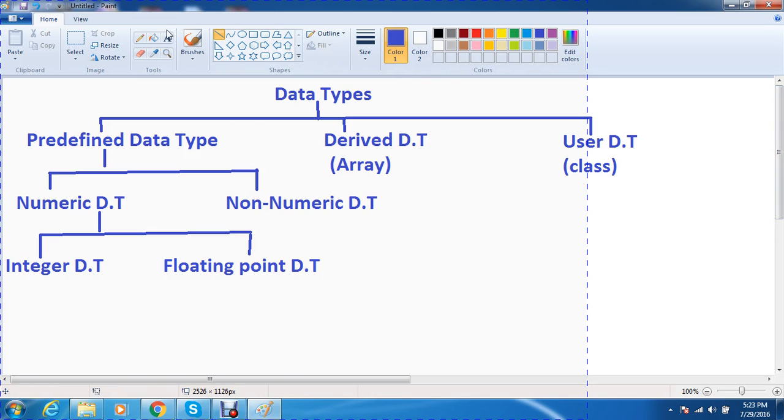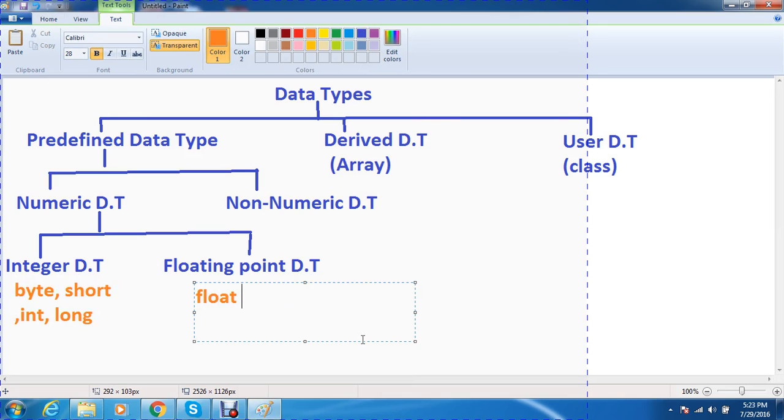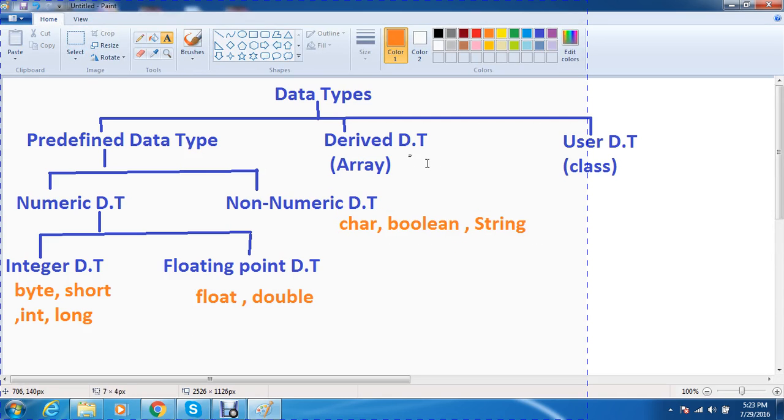Now, the predefined words we learn under these categories: under integer data type, we discuss byte, short, int, long. Under floating point category, we discuss float, double. Under non-numeric, char, boolean, and also string. Under derived data type, we discuss array. Under user data type, class. This is the categorization of our data types.